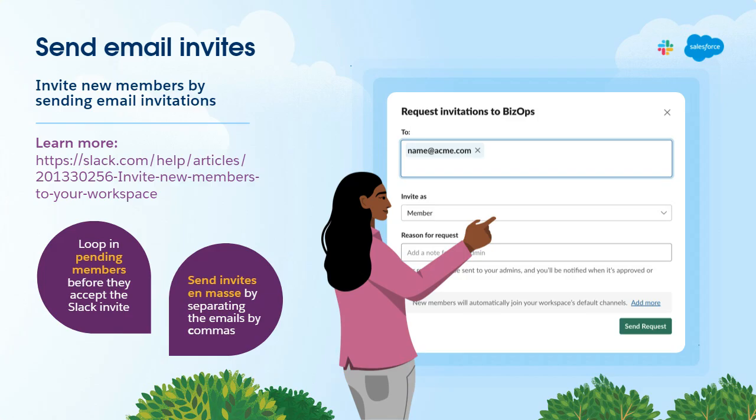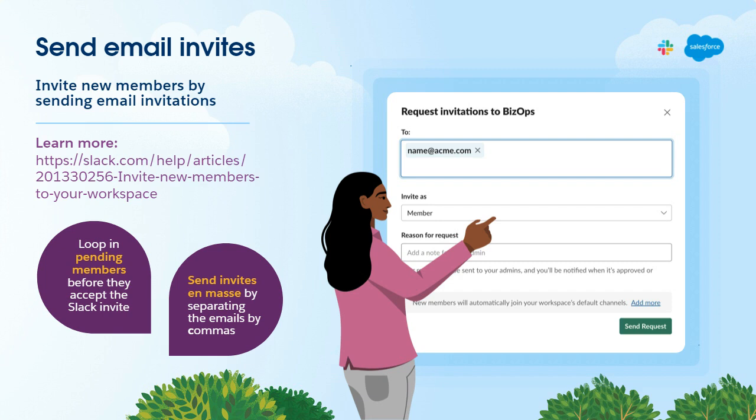So to kick things off in terms of email invitations, I've just mentioned you can invite new members into your Slack workspace by simply sending email invitations. You can do this one at a time, or if you have a whole list of emails, you can send these invites en masse. Just make sure that the emails are separated by commas.